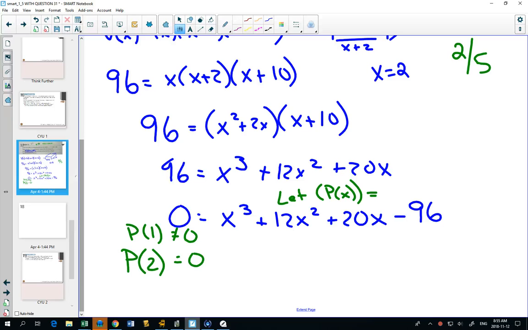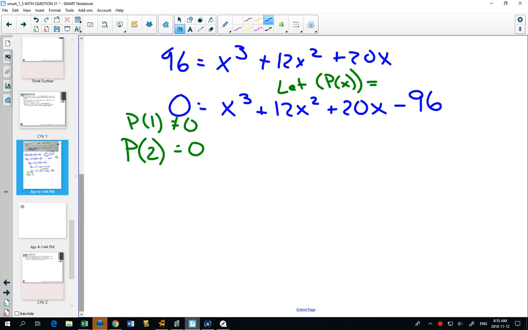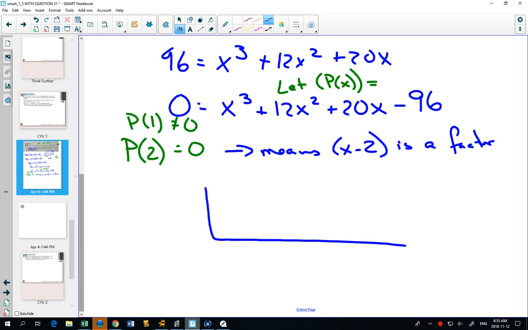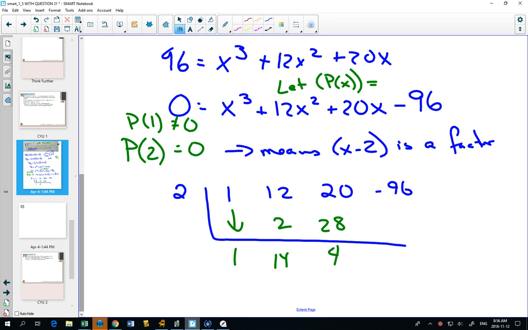And now that we've found out that p of 2 equals 0, this means x minus 2 is a factor. 1, 12, 20, minus 96, and a 2 outside. Bring down the 1, 2, 14, 28, 48, 96, yay, 0.